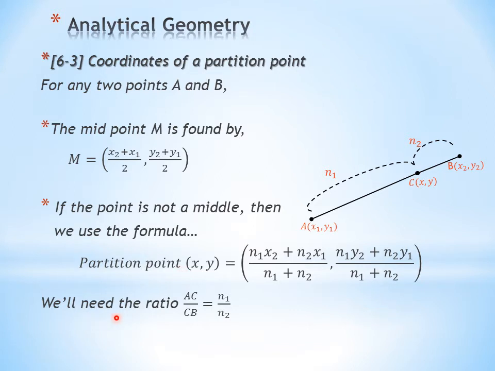Also, we will need the ratio of AC over BC. This is AC and this is BC. It's not a condition to be greater here and less here, but we say that the ratio is N1 over N2. This is important for us. We will need it to find the coordinates of the missing point.